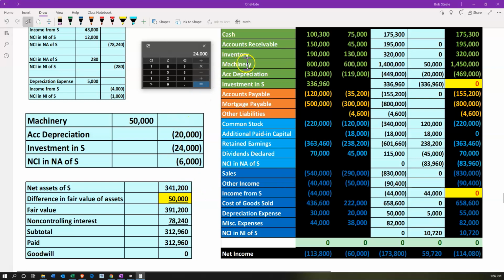Recording this out then, the machinery is going up by that 50,000. So there's the 50,000 there. The accumulated depreciation, 20,000. The investment in S now at 0. So that's good news. That's exciting. And then the non-controlling interest is going to be the other side of things here happening down here.